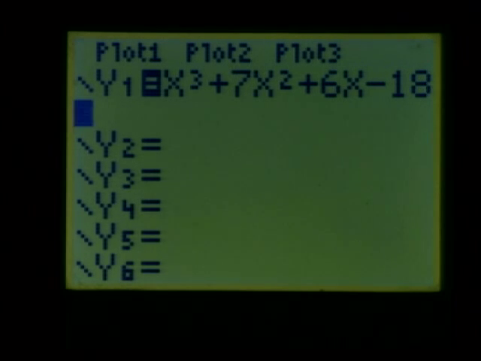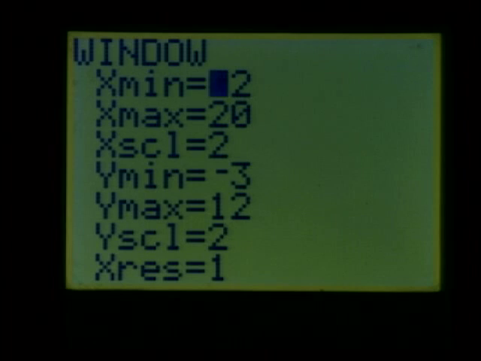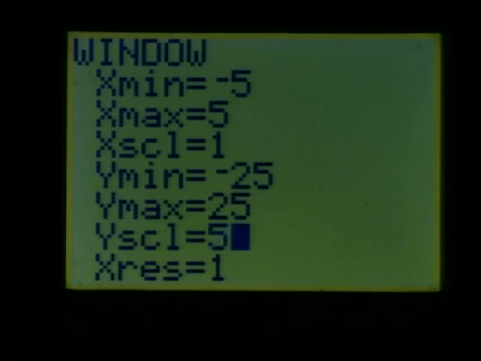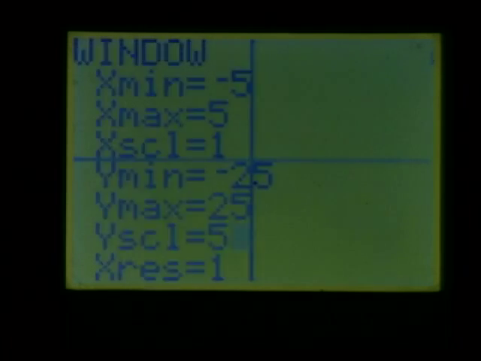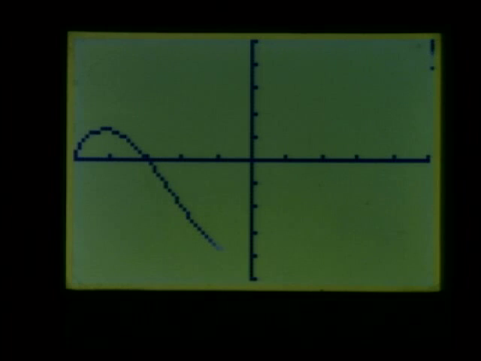Okay, so now I'm going to set a viewing window not too far to the left, say minus 5 to the left, 5 to the right, tick marks every one. But I'm going to go fairly large on this, say minus 25 to 25, and put tick marks every 5. So you jot these 6 numbers down and hope for the best now by hitting graph and see what happens.